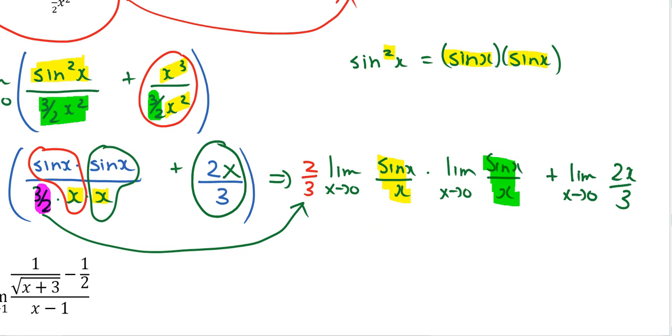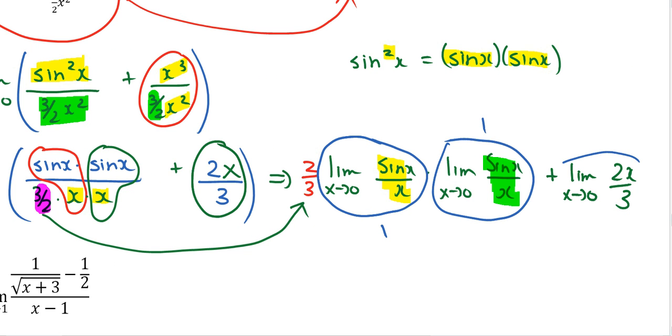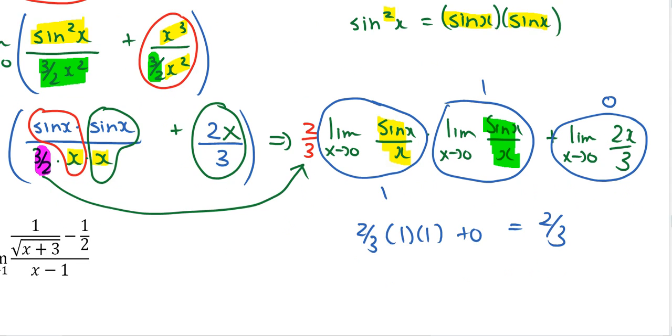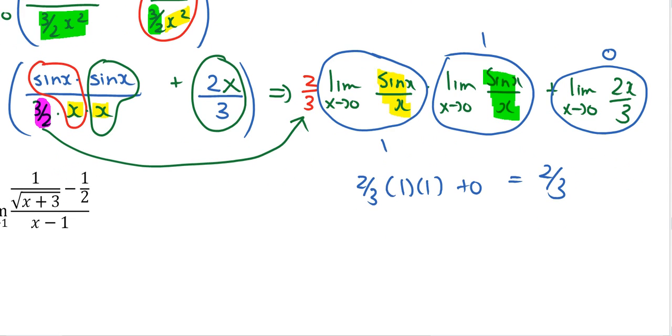Alright, so from here on, you can just tell me the final answer. This expression right here gives you value 1. This right here will give you value 1. And this right here is just direct substitution: plug in 0, and you'll get a 0 there. So my final answer will be 2/3 times 1 plus 0, which is 2 over 3. And that's how you would do that problem.